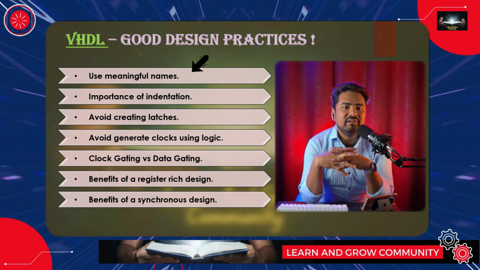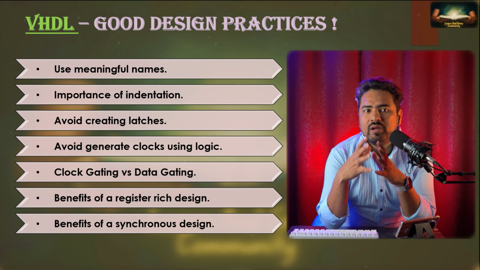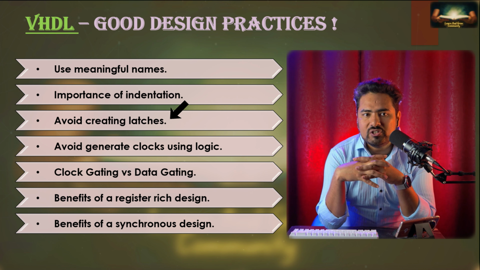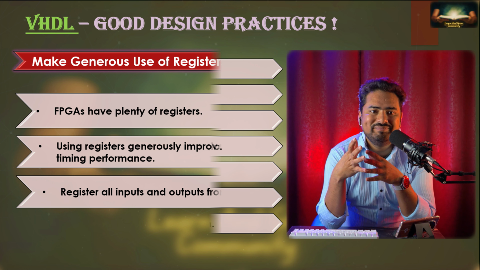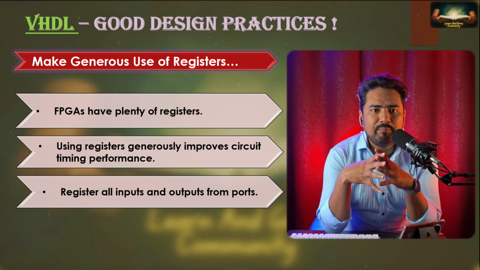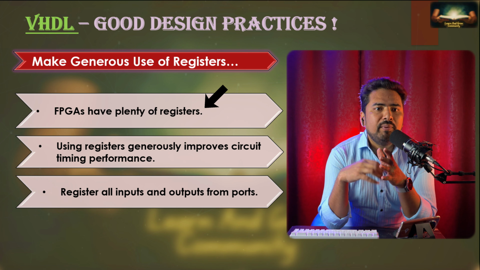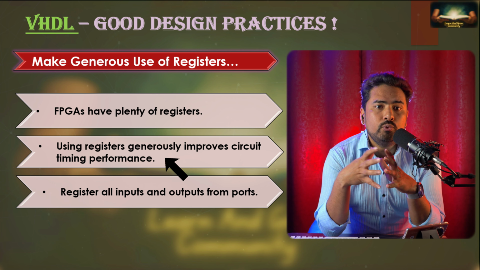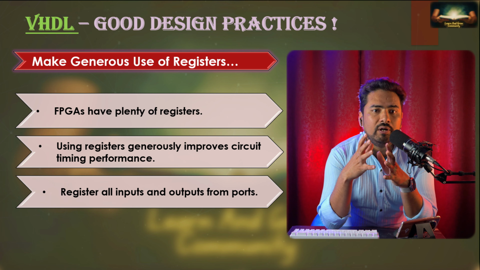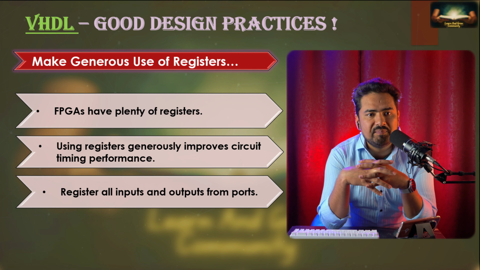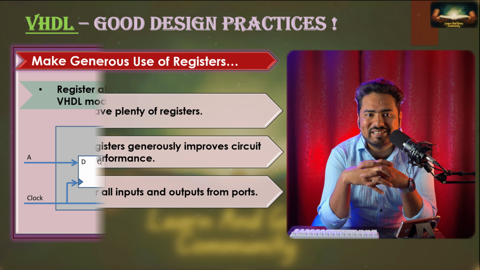In the last session, we learned how to improve code readability, how to use indentation in your VHDL code, how to avoid latches in the combinational circuits, and what are the good structures when you are working with the clock signals. We also learned that modern FPGAs come with many inbuilt registers, so feel free to use them in your designs. These can help you to enhance the timing performance of your designs. They can also simplify your debugging and verification processes as well. So try to use those registers for your input output ports in your VHDL designs.